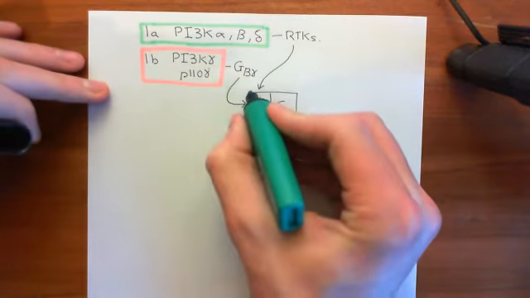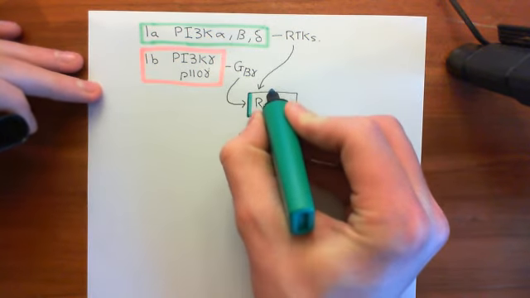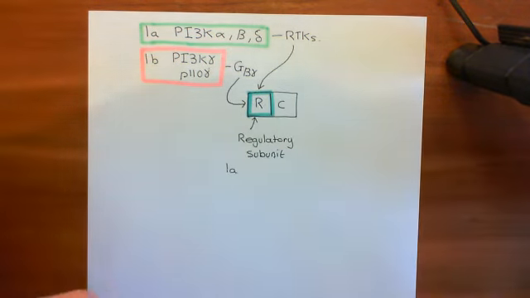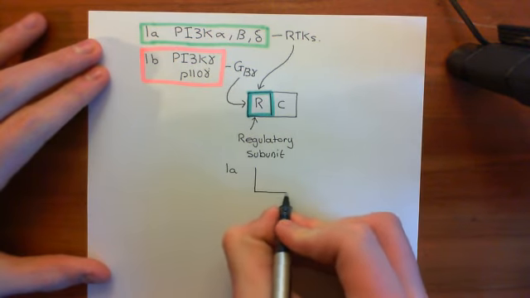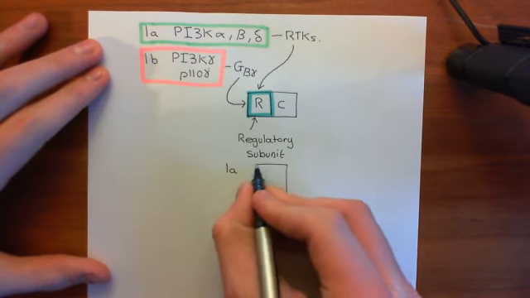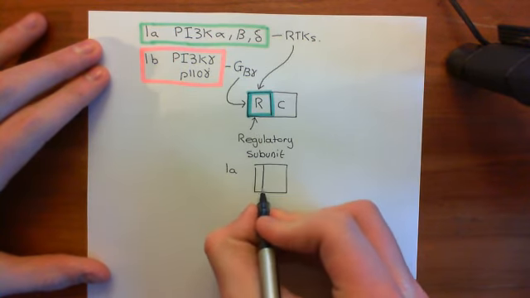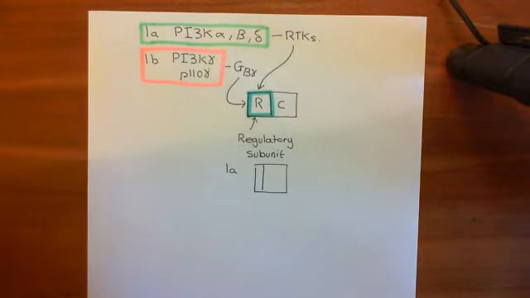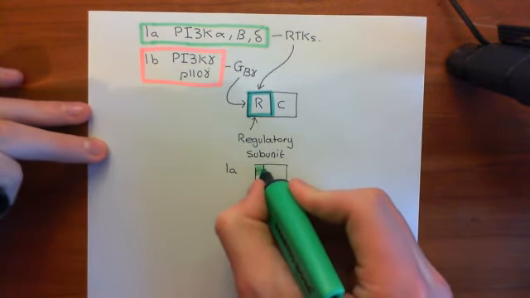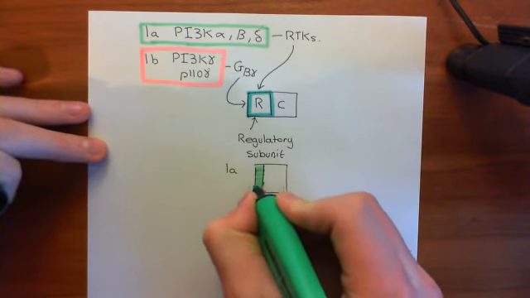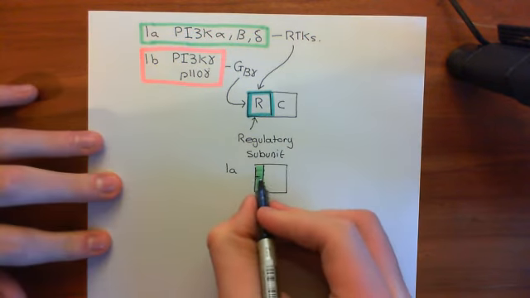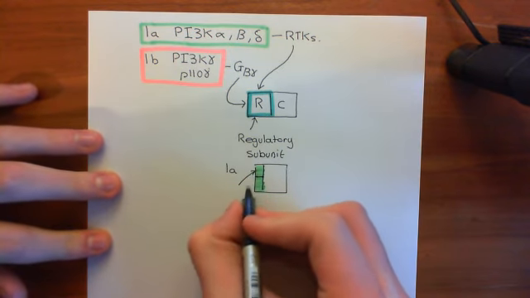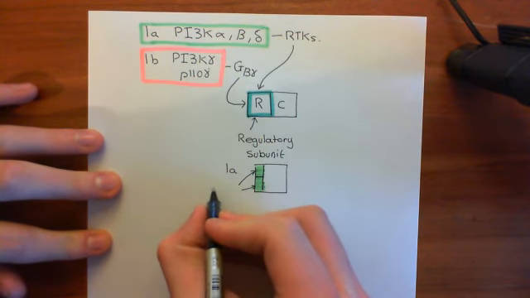Let's now talk about the regulatory subunits that type 1A PI3 kinase enzymes have. All of these type 1A regulatory subunits are going to have a special domain for binding to phosphotyrosine residues, and this is going to be an SH2 domain. They actually have two of these, but in fact, I might just show this. There we go, we've now got two SH2 domains.